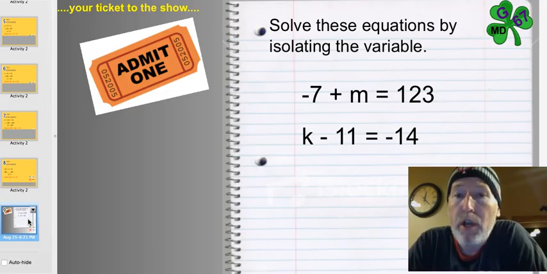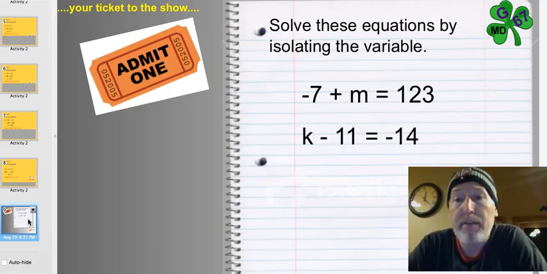All right, here's a couple of problems for your ticket to the show. Remember to solve these equations by isolating the variable, balancing out both sides. Go ahead and give it a shot.